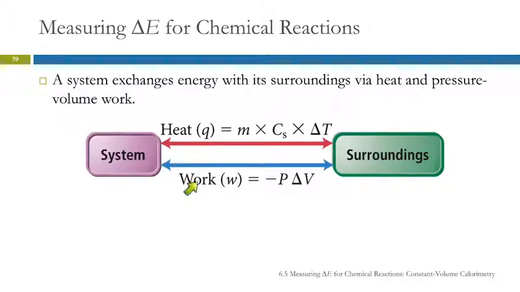So we now have equations for both of those. Heat is Q = mc delta T. Work is W = negative P delta V. So those are the two processes by which a system exchanges energy.